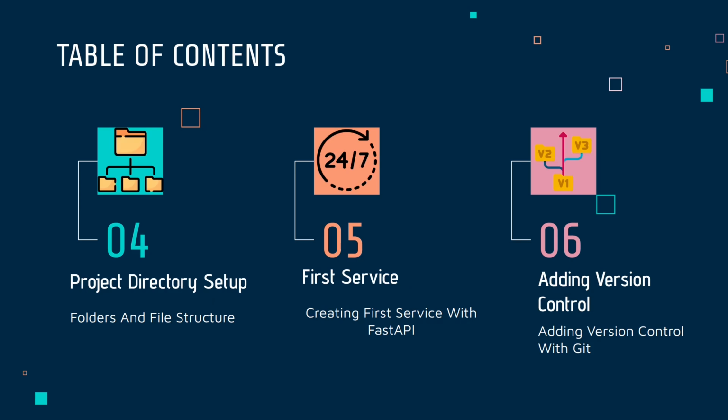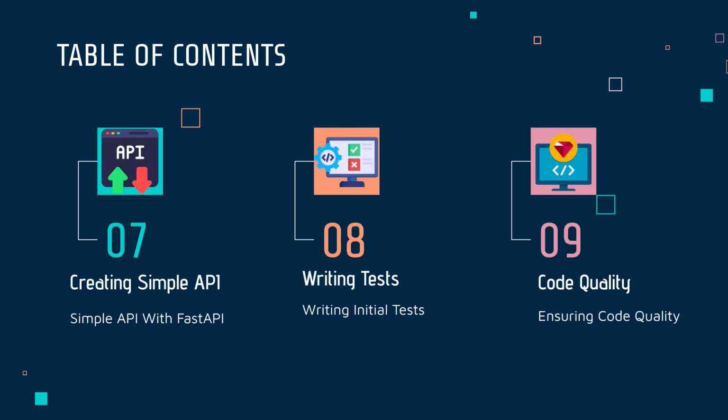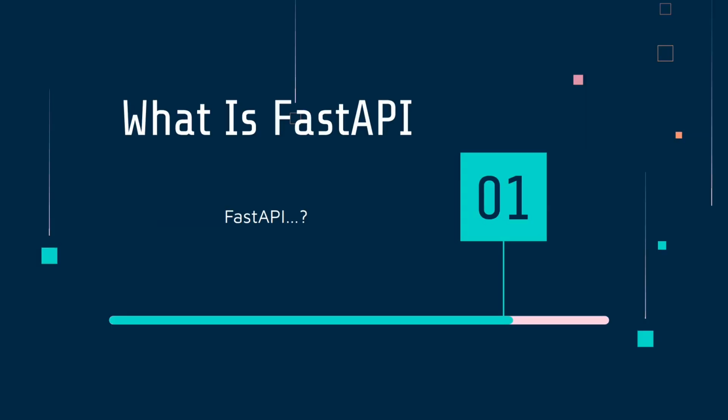We're also going to look at how to go ahead and set up our project, set up our project directory, our first service, add version control, build a simple API, write some tests on it, and also ensure code quality. We're going to install a couple of libraries that are going to enable us to keep track of the quality of our code. So basically, let's start with what is FastAPI.